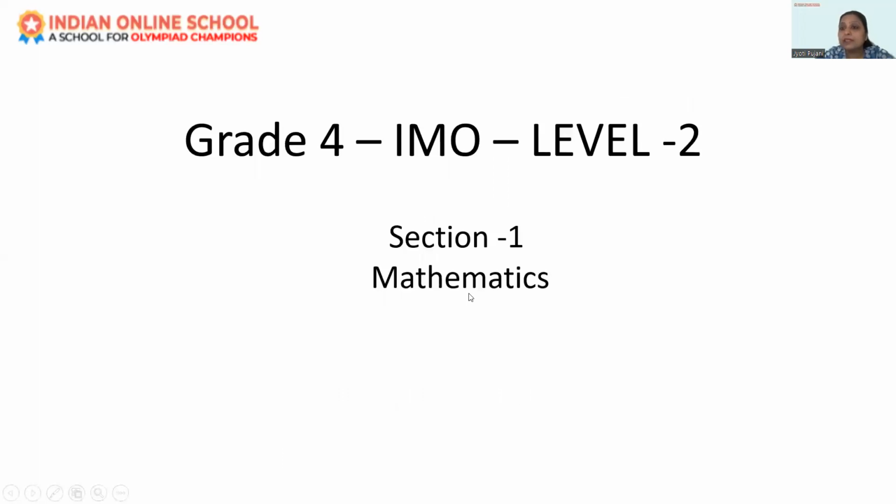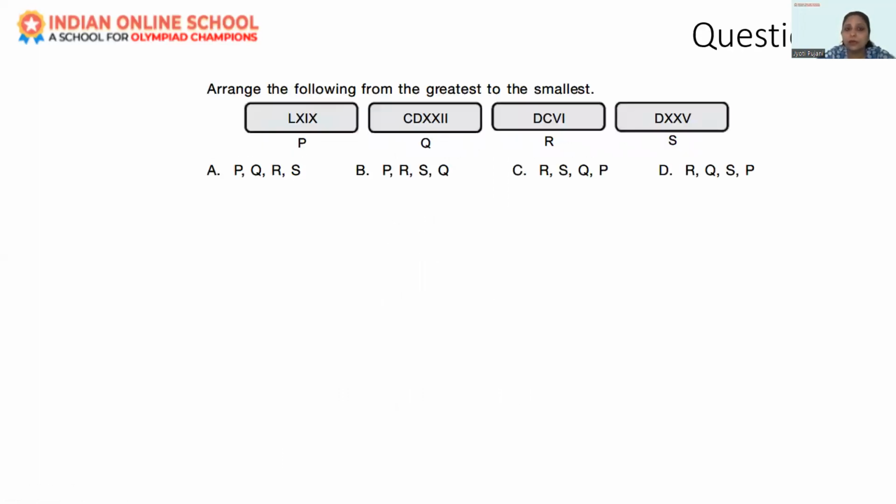Now I am taking some questions out of section 1, mathematics. Okay, let's start. Read the first question: Arrange the following from the greatest to smallest. Greatest to smallest means we have to write the numbers in descending order. Descending means greater to smaller and ascending means smaller to greater.